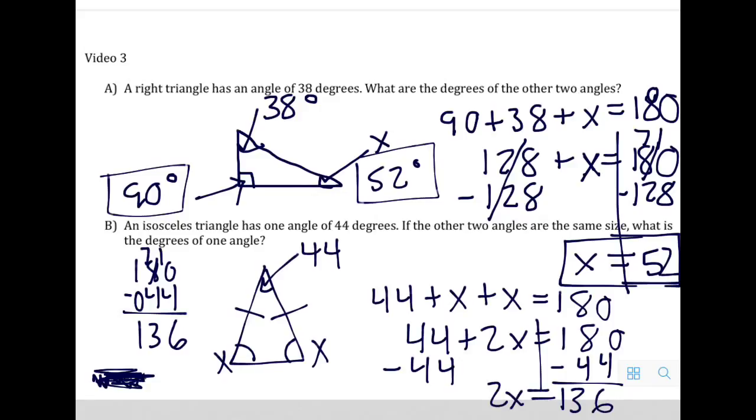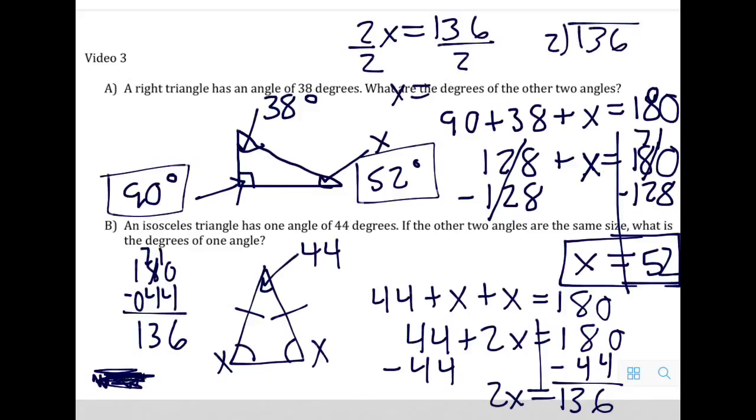equals 2x. So now all I need to do is get x by itself to figure out how much x is. So I'm going to move it up here because I'm kind of short on room. 2x equals 136. So I'm going to divide both sides by 2. So 136 divided by 2, this cancels out. 2 goes into 1 0 times, 2 goes into 13 6 times, 2 times 6 is 12, 13 minus 12 is 1, bring down the 6, 2 goes into 16 8 times, so my answer is 68, so x is equal to 68.